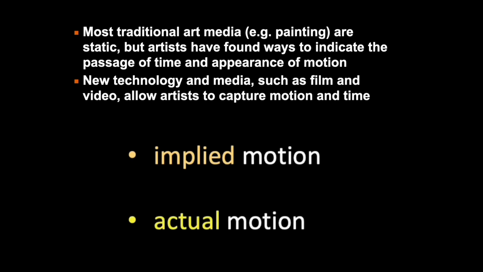Most traditional media, most notably painting and sculpture, are static, but artists find ways to indicate motion, the passage of time, and the appearance of motion in the static medium. Also, new technology and media such as film and video allow artists to capture motion. The two kinds of motion that we're going to be concerned with today are implied motion and actual motion. Let's look at a couple of photographs.